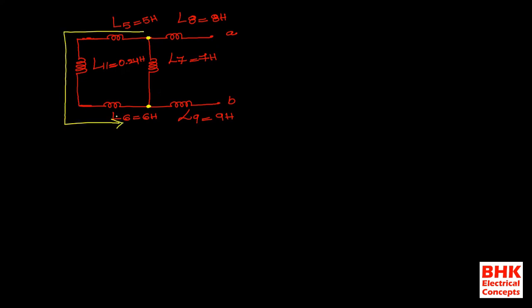Yes or no? Just see here. From this point to this point, L5, L11, L6 are connected in series. Now how to get the series combination's resultant value? We can directly take the total inductance, or we can also call it L12, as L11 is the last value. L12 is equal to L5 plus L11 plus L6.